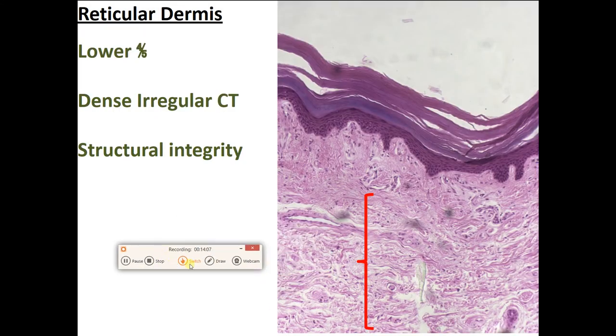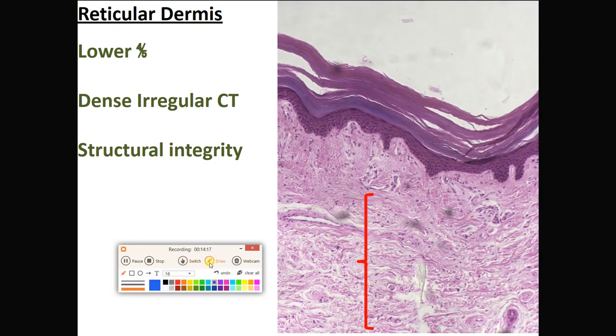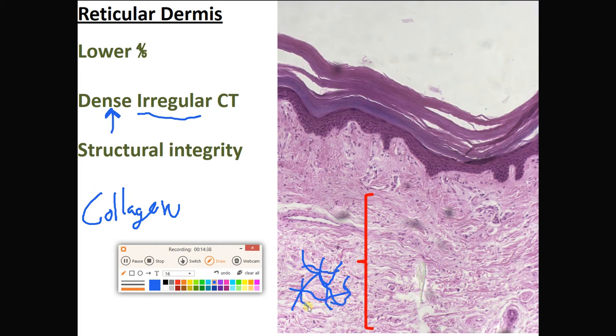Let's talk about that reticular dermis, that lower 4/5 or 80%. It is not quite as interesting, to be honest with you. It is dense, irregular connective tissue, which you met in lab. What does that word dense tell you? That word dense tells you it is rich in what? It is rich in, you guessed it, collagen. It's also irregular. That means the collagen fibers are going in many different directions. That makes us strong in many different directions. Structural integrity, that's the name of the game for the reticular dermis. Making that protective layer strong. All right, beautiful. Let's keep on going.